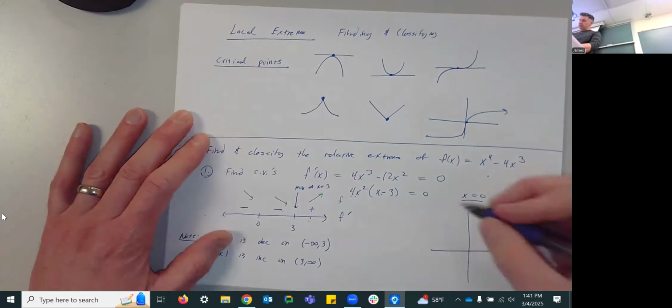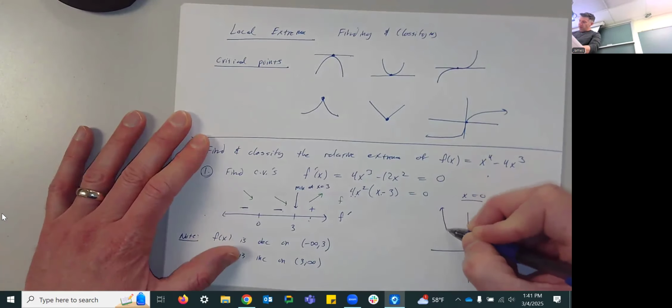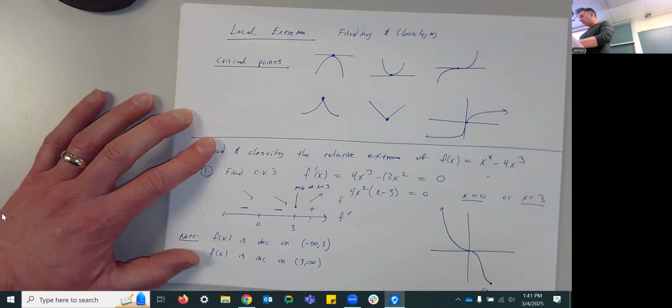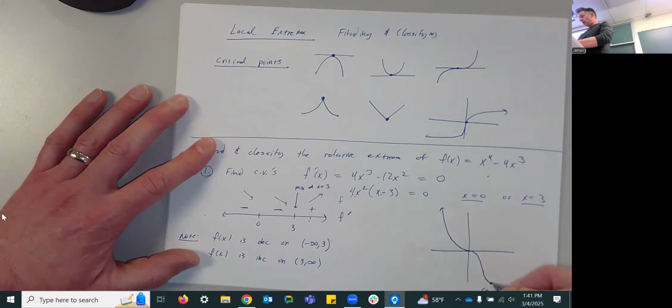Here's a decent approximation of what this graph looks like. The function is decreasing until we get to 0, and the derivative is 0 at 0. So it's going to flatten out at 0 just for a split second, and then it's going to keep getting smaller because it's still decreasing. And then at 3, we bottom out. We stop decreasing at 3 comma whatever. And then after that, we increase.